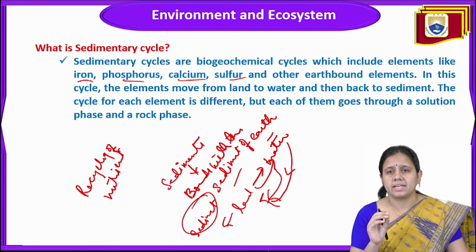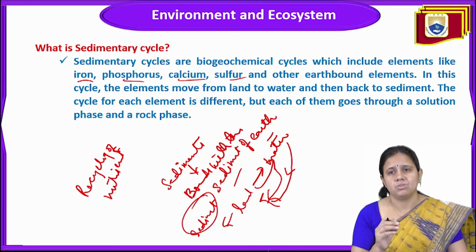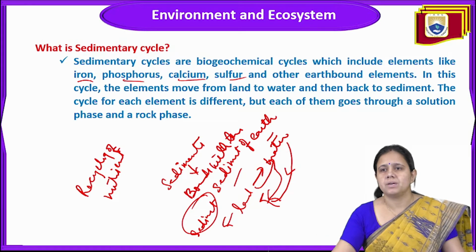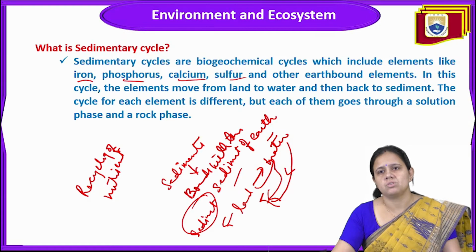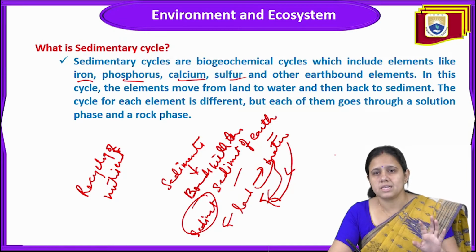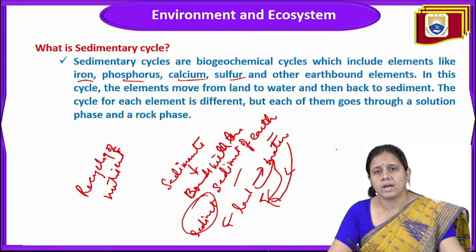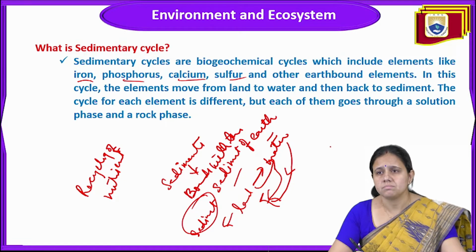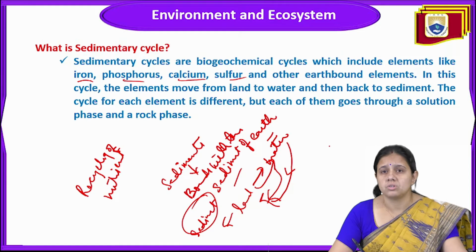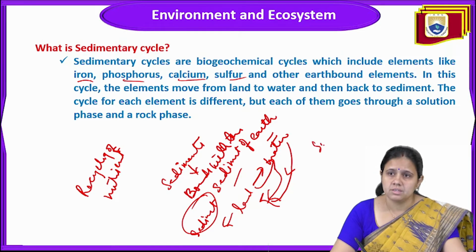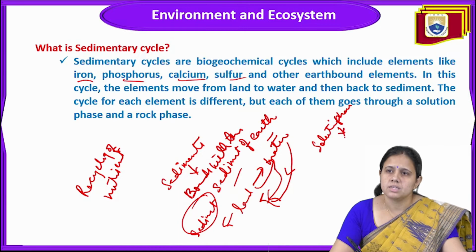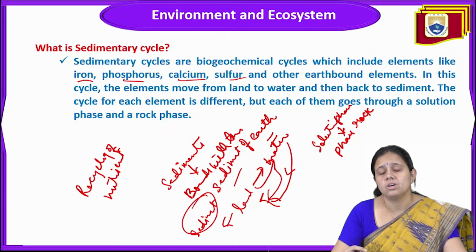As we already discussed, the cycle for each element is a little bit different, but each of them goes through a solution phase and a rock phase. In the sedimentary cycle, all elements have to pass first through a solution phase, meaning the water phase, and then a rock phase. Solution phase to rock phase: this is the journey of a sedimentary cycle.